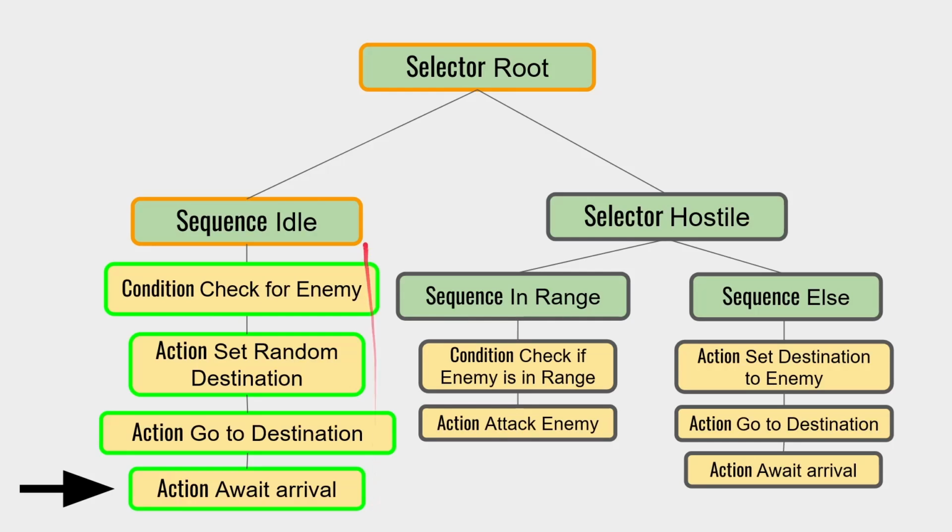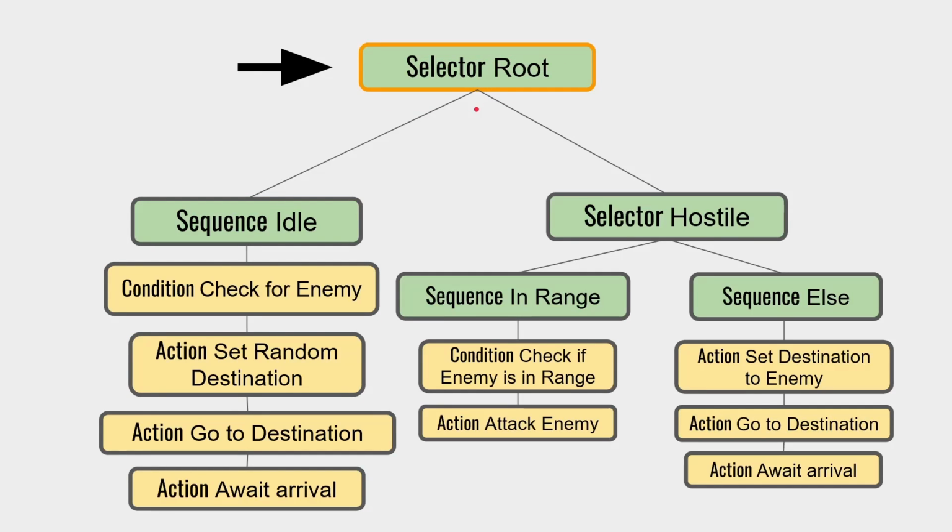So this success is going to propagate upwards. The first thing that's going to happen is this idle has run all of its children. They've all succeeded, so it is going to return success. And then this selector returns success on the first success that it sees. And this is a success, so it's going to return success. And when the root node returns anything, everything starts over.